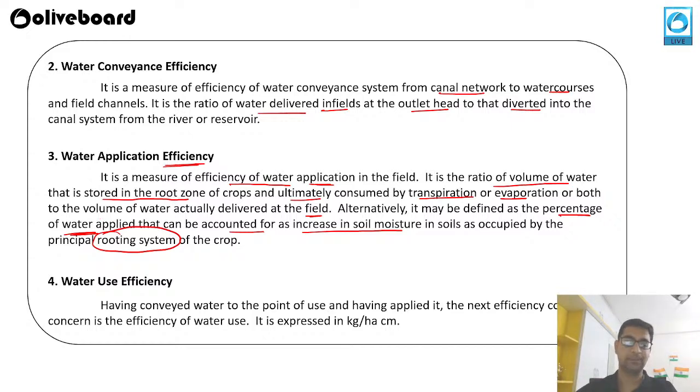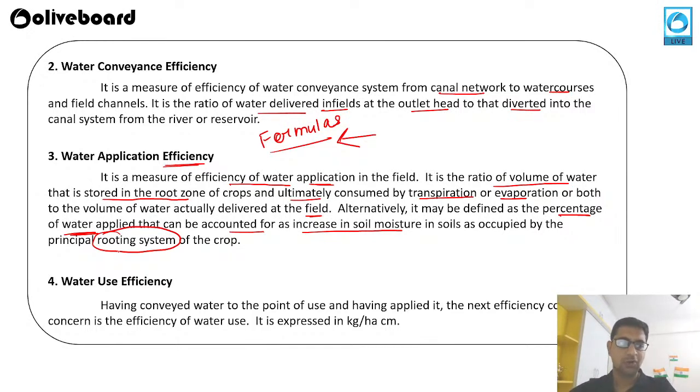All these things, water conveyance efficiencies, water application efficiency, water use efficiencies, are all working on a formula system. They have a formula. I have not written the formulas here because we normally have to know the text. First of all we should understand the concept, the formula comes later. So how to calculate these things, the formula is already there for it.